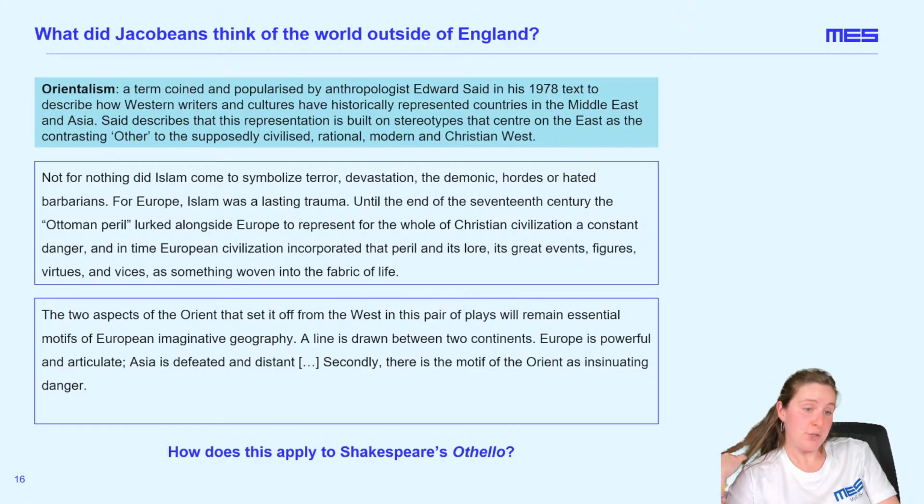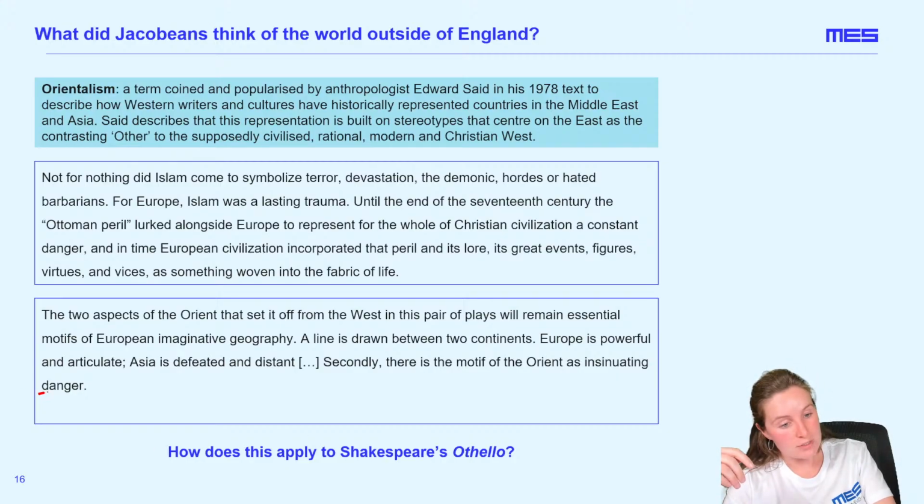And then as well, the two aspects of the Orient that set it off from the West in this pair of plays will remain essential motifs of European imaginative geography. A line is drawn between two continents. Europe is powerful and articulate. Asia, and by this Said means both Middle East and Eastern Asia and Southeastern Asia. Asia is defeated and distanced. Secondly, there is this motif of the Orient as insinuating danger. So this is the Venetians' view of Othello. Dangerous, distant, defeated, whereas they are powerful and articulate.